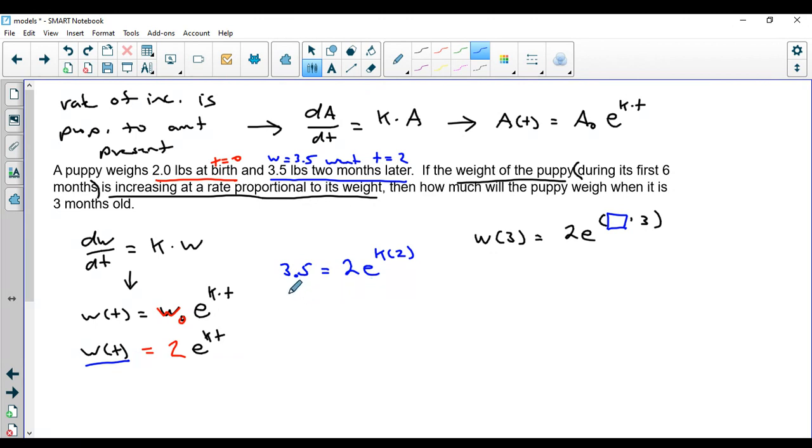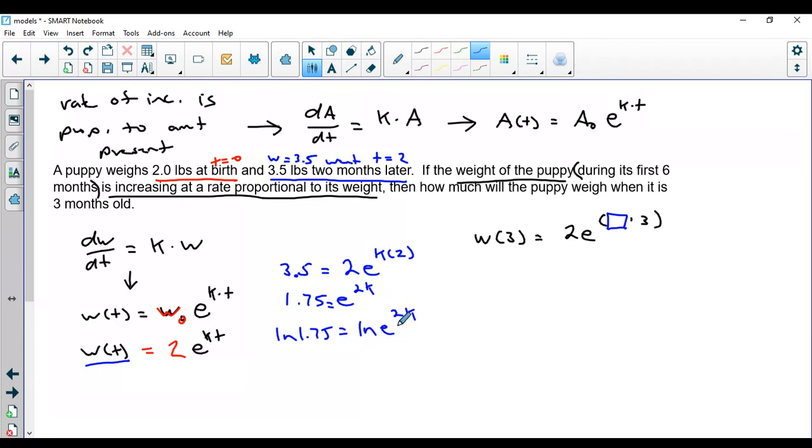If I do that, it works out pretty decently. I get 1.75 equals e to the 2k. How do you solve for k here? This is basically your pre-calc world coming into play. You got to ln both sides. So you're going to ln this side, and you're going to ln this side.